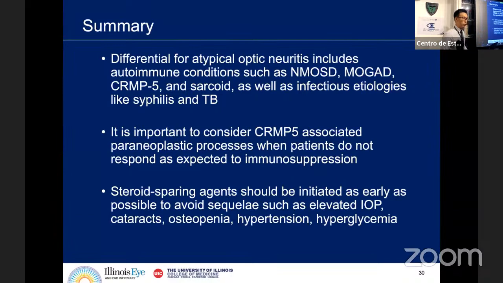Ultimately, just reviewing what we talked about today, the differential for atypical optic neuritis includes mostly autoimmune conditions, but there's some infectious conditions as well. And it's important to consider CRMP5 and other paraneoplastic etiologies on your differential for atypical optic neuritis, especially in the context of seronegativity and poor response to steroid taper. But ultimately, the ideal would be to get patients off of steroids to avoid the long-term sequelae.